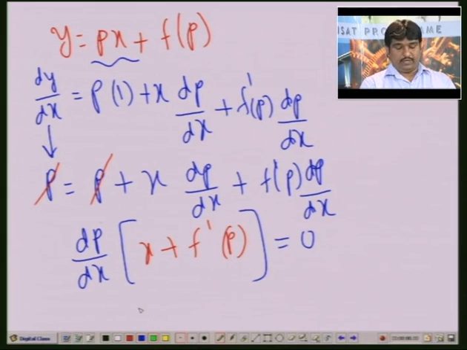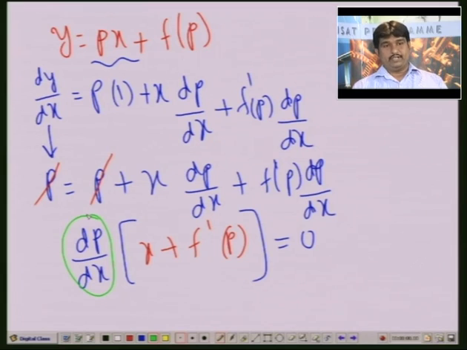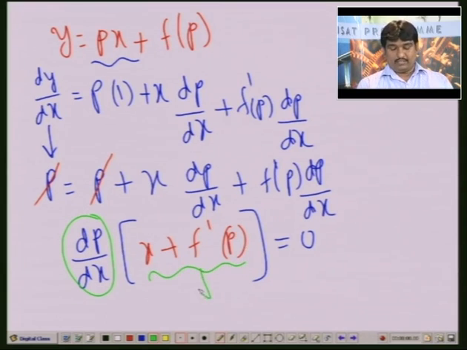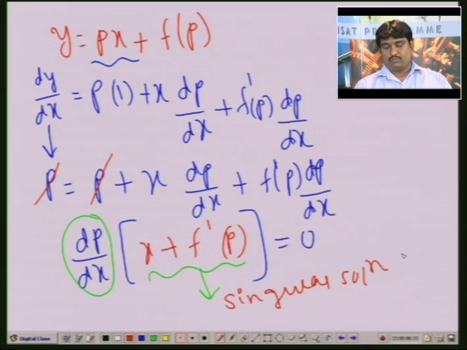If we equate this factor dp by dx to 0, we get the general solution, and if we equate x plus f dash of p to 0, we get the singular solution. So it's a factor free from derivatives. So for the general solution, consider dp by dx equals 0.